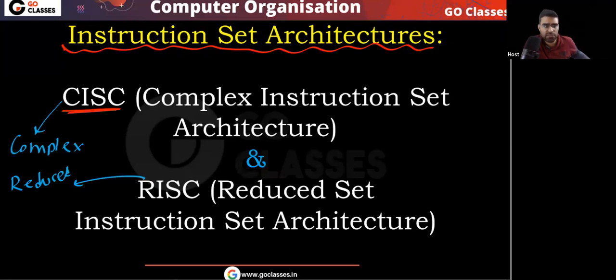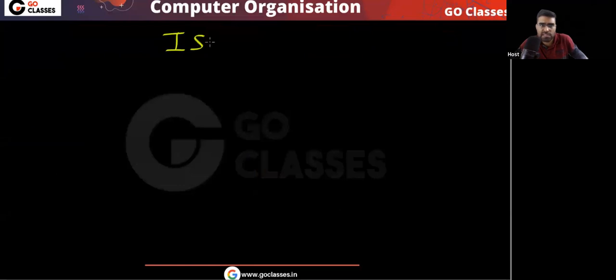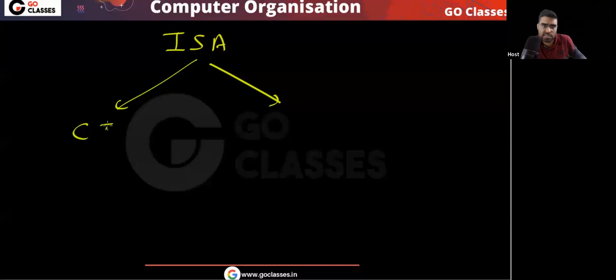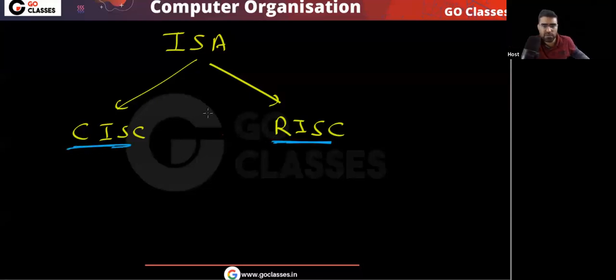Now let's see what the difference between these two is and what these are. First, let's understand what CISC and RISC architecture are. Basically, instruction set architecture you can divide into two categories. One is CISC instruction set architecture, another is RISC instruction set architecture. Now let's see what these are, and then we will see the differences of these two.